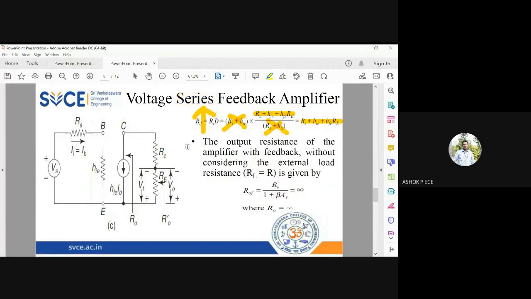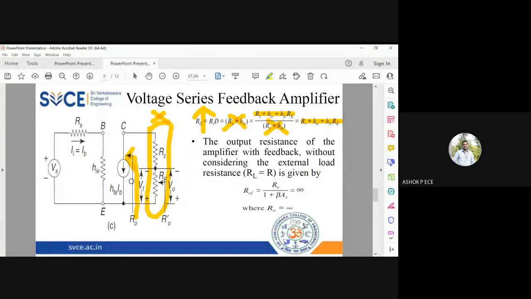Output resistance is very, very tricky. So can anybody say what is the output resistance R naught? R naught is without your load. So RC is here, and I am not considering this part of the circuit at all. I'm going to exclude this part of the circuit and find R naught. So what is remaining on the output side?